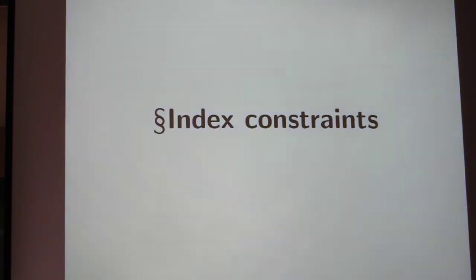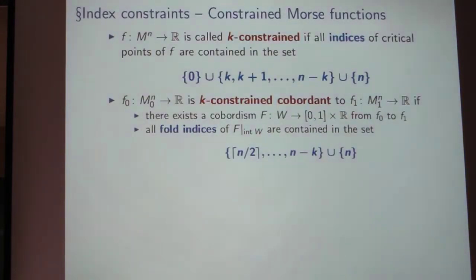So the next topic I would like to talk about is the topic of index constraints. So far we have just considered Morse functions. Now I would like to consider a certain class of Morse functions, which I call k-constrained. And given k, I call a Morse function k-constrained if the indices of its critical points are contained in this set. So you see, we need, of course, definite indices 0 and n, but in between we only allow indices in this type of interval.